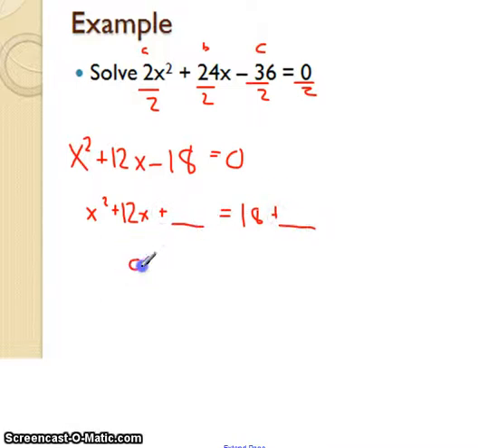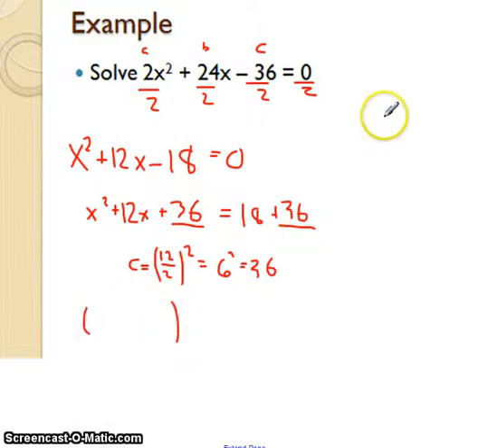The new c is found by taking half of b. In this case, b is 12 now. B is the term in front of the x. So 12 divided by 2, squared, is the formula. Half of b, squared. Half of 12 is 6, and 6 squared is 36. That is the number that I'll be adding to both sides. So I've got a 36 here, and I've got a 36 over here. Now, the left side is a factorable trinomial. It's looking for factors of 36 that add to 12.